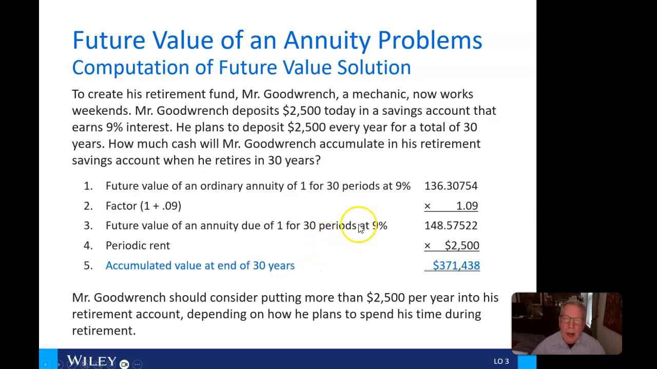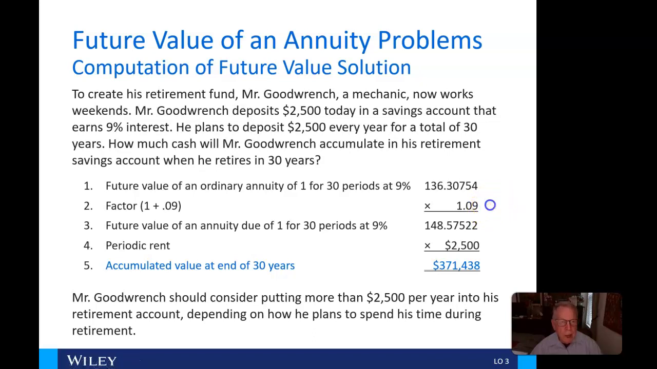To create his retirement fund, we need to go into the future value of an annuity, and we're going to find that on table 5.3, and we'll find it here, 136.30754. But we need to adjust that for one more period because he deposited that today instead of waiting a year to deposit that first deposit.